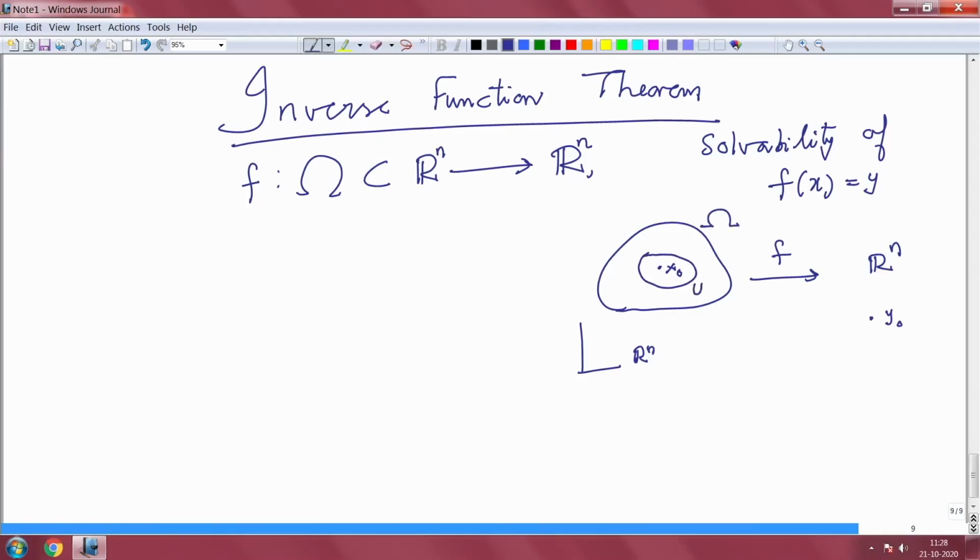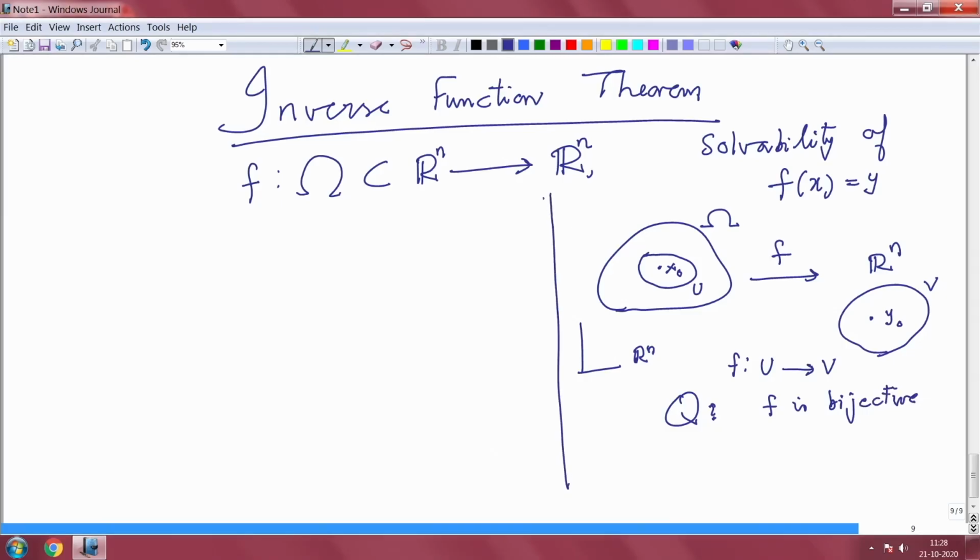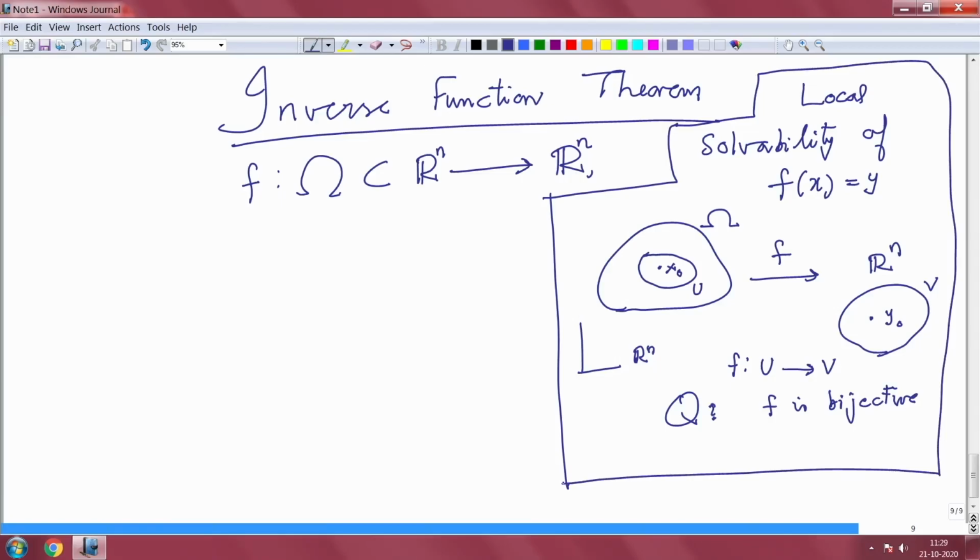So, you want to look for a neighborhood u and you want to obtain a neighborhood v. This is my aim. I restrict my f from u to v. So, my question is: can I have such a thing, where f is bijective? This is my objective, local solvability. Okay. So, this is what I am trying to do in a theorem here. I am going to state a theorem now. I hope you understood.